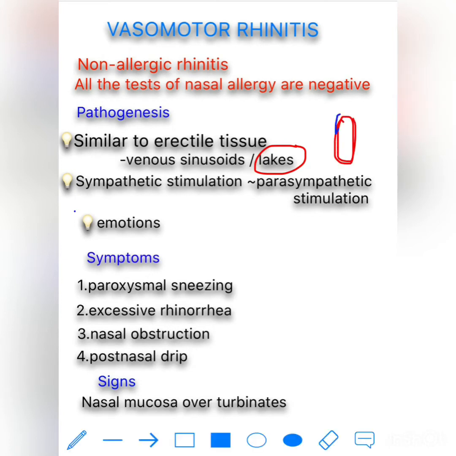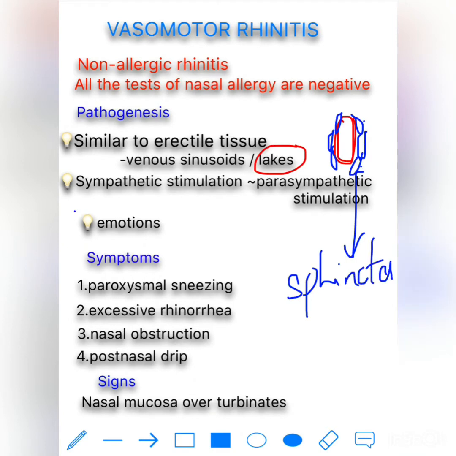Let this be the sinusoids, and this is surrounded by smooth muscles. What is the role of these smooth muscles? Let me draw it in blue. They will act as sphincters of these sinusoids that control the action of the sinusoids. This sphincter will control the filling and also the emptying of the sinusoids. Thus, it will act as an erectile tissue.